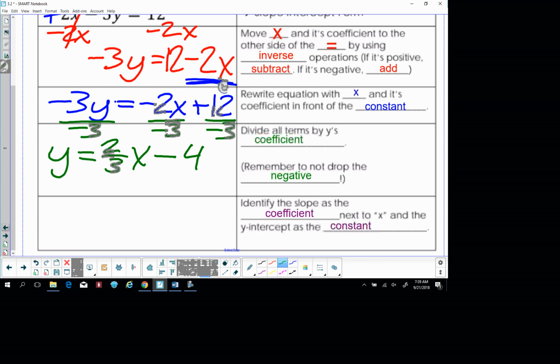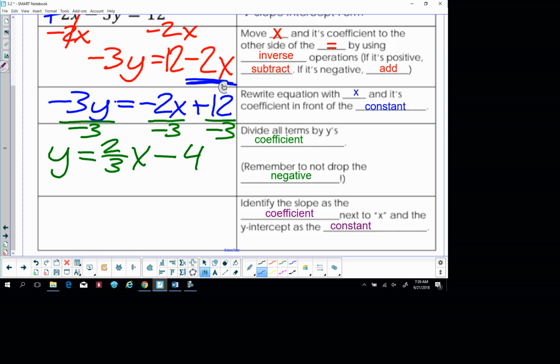And our very last step. So up to this point, this is just solving two variable equations. Y'all have been doing that. So those steps are not new. It's something you already know how to do. This last step is the only thing that's new. So identify the slope as the coefficient next to the x and the y-intercept as the constant.